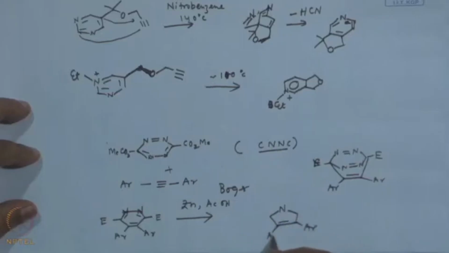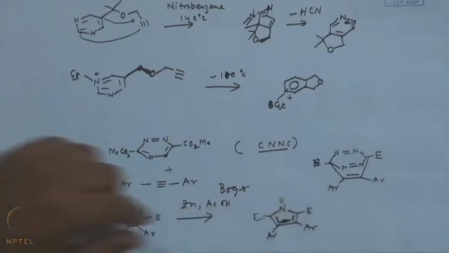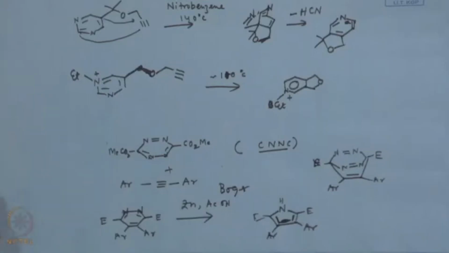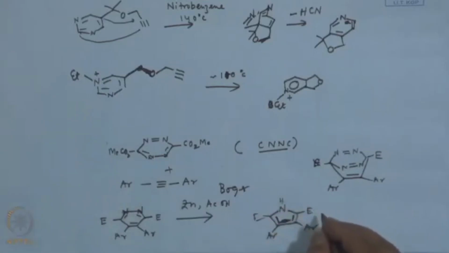So, Ar, sorry, today something is happening here. Okay, and this E and this E, so it is a nice reaction, and the reagent is very cheap, zinc and acetic acid. So, just simply reduce this and you get a tetrasubstituted pyrrole, and this has been used in synthesizing quite a few natural products.